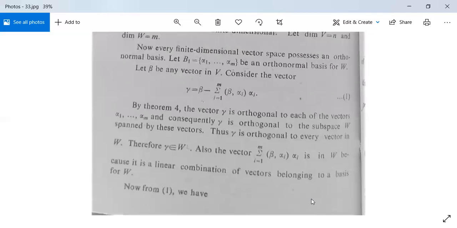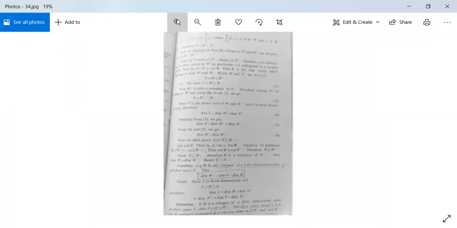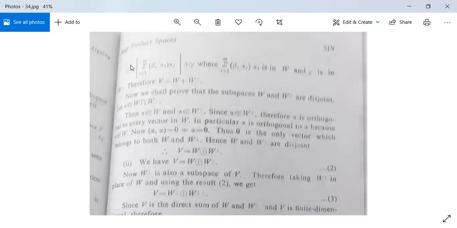Also the vector summation i equal to 1 to m inner product beta alpha i, alpha i is in W. क्यों? क्योंकि it is a linear combination of vectors belonging to a basis for W. देखो अल्फा i है, अल्फा 1, अल्फा 2, अल्फा 3, अल्फा m, उनका लीनियर कॉम्बिनेशन हो गया, तो ये W में होगा. Now from 1 we have beta is equal to summation i equal to 1 to m inner product beta alpha i, alpha i plus gamma, where the summation is in W and gamma is in W perpendicular. Therefore V is W plus W perpendicular.